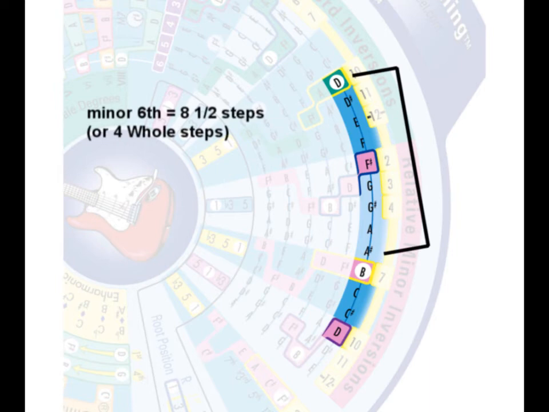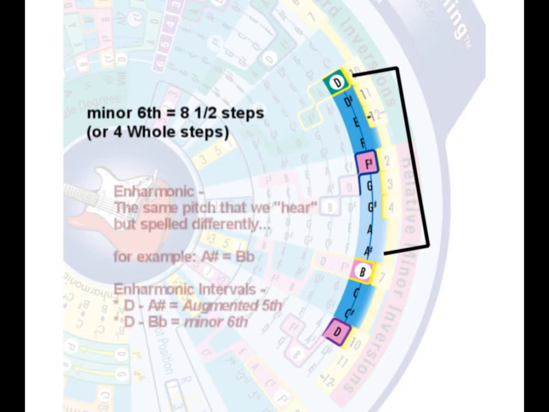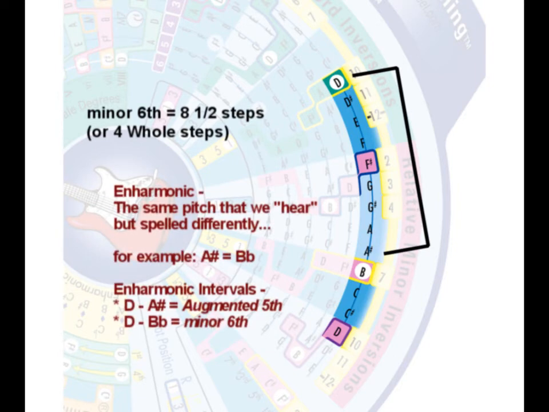Now this might be a good time to pause very quickly and talk about a new term, enharmonic, which means the same pitch that we hear or what our ear may perceive, but spelled differently by name. For example, an A sharp is equivalent to a B flat. And this theory also applies to intervals. By comparing the relationship of notes D to A sharp, we can determine this is an augmented fifth.